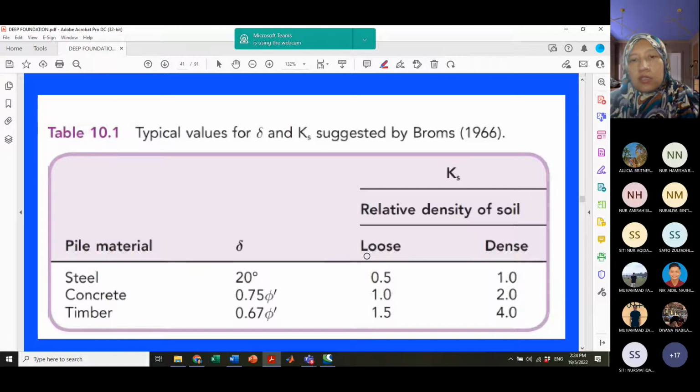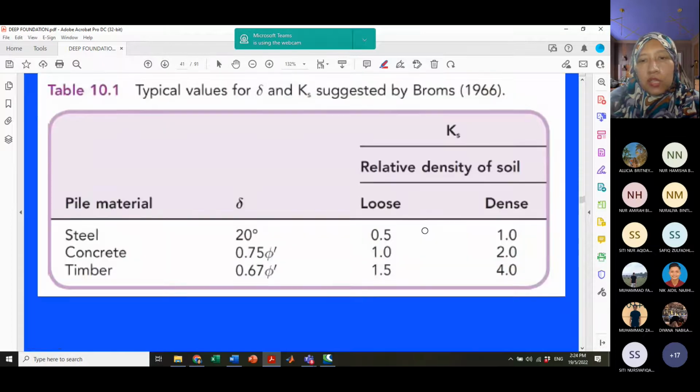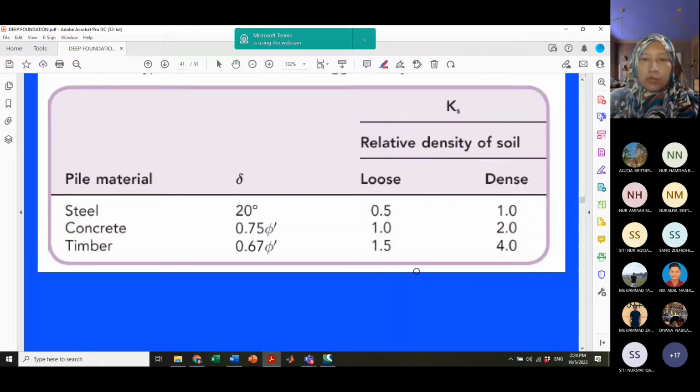Other researchers say, for example, Broms 1966 also recommended the delta value and KS for different material pile type. For example, steel, concrete ataupun timber, the KS can be found from this value. So you boleh nampaklah delta nilai berapa, kemudian KS untuk loose berapa and dense berapa.